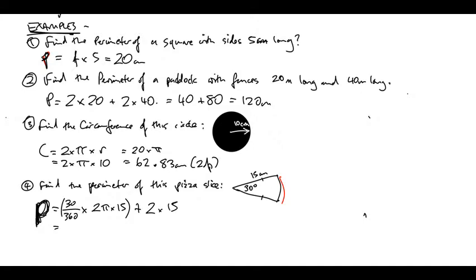So 30 divided by 360 is 0.0083 recurring. I'm going to times that by 2 times pi. That comes to 0.5235987, and it keeps going, and then I just need to times by 15 now. So that comes to 7.85.